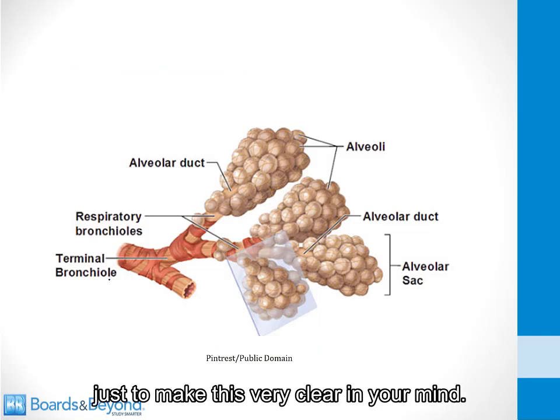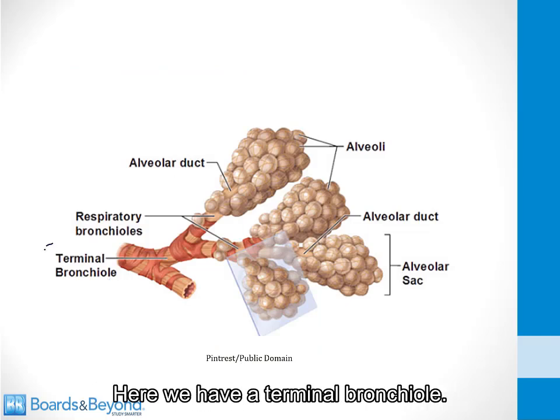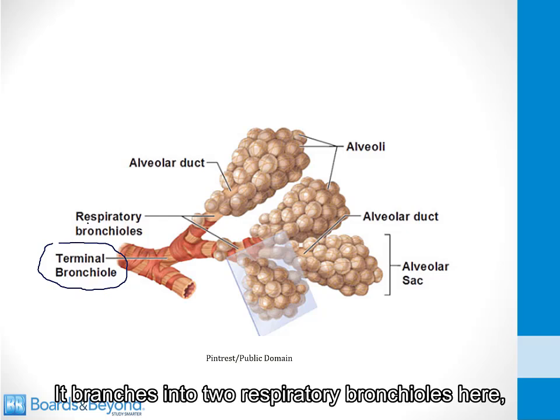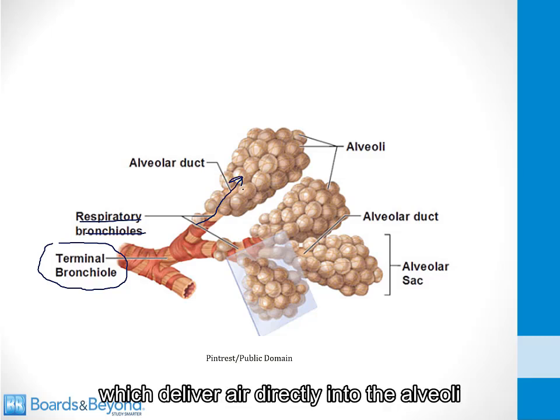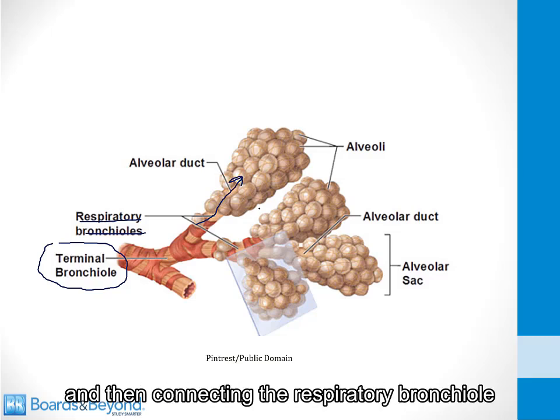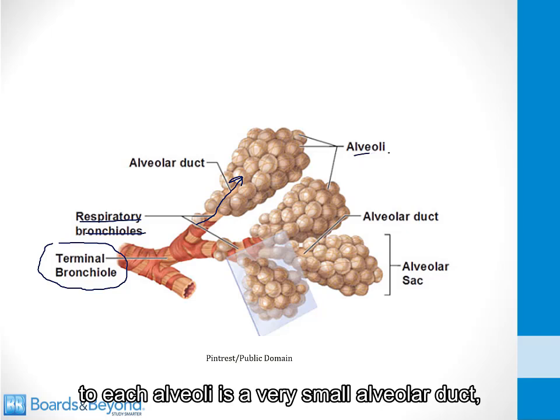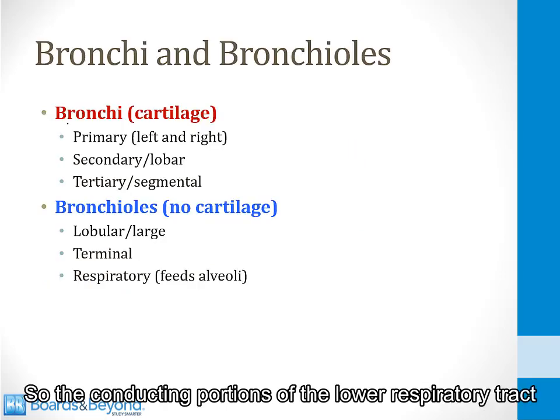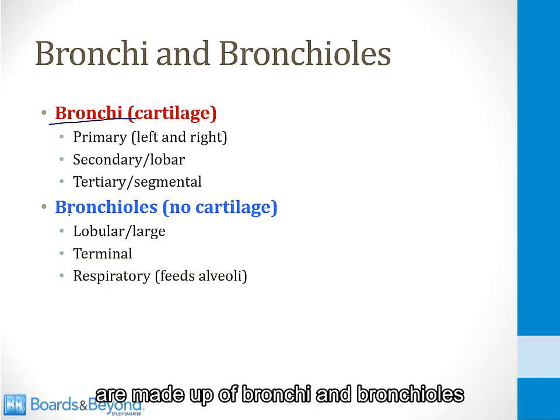And here's a picture just to make this very clear in your mind. Here we have a terminal bronchiole. This represents the final, most distal structure in the conducting zone. It branches into two respiratory bronchioles here, which deliver air directly into the alveoli. And then connecting the respiratory bronchiole to each alveoli is a very small alveolar duct, which is also part of the respiratory zone.